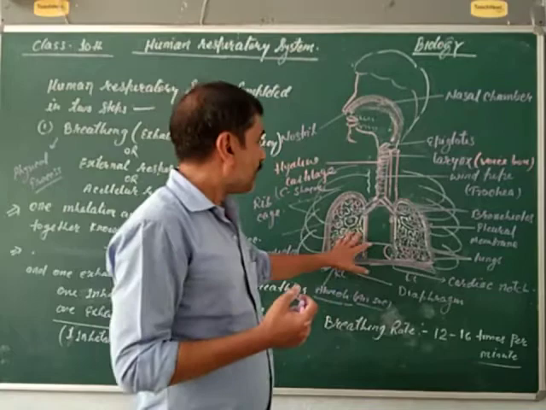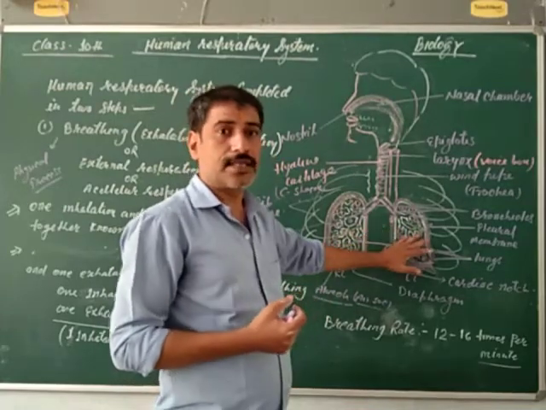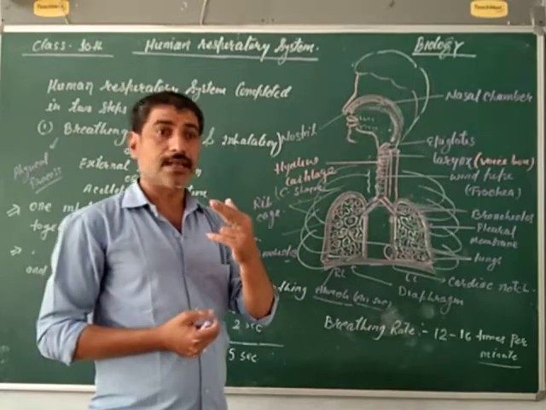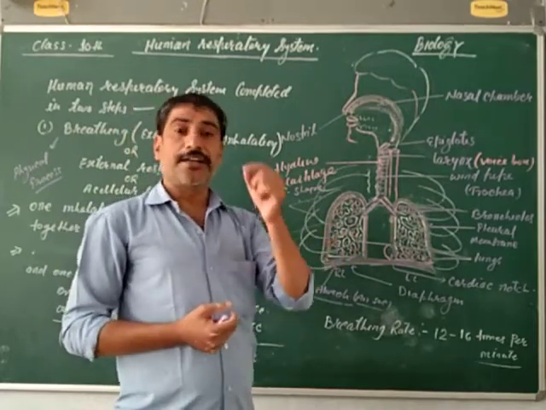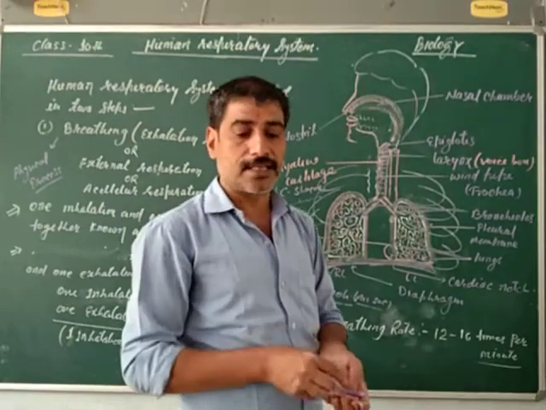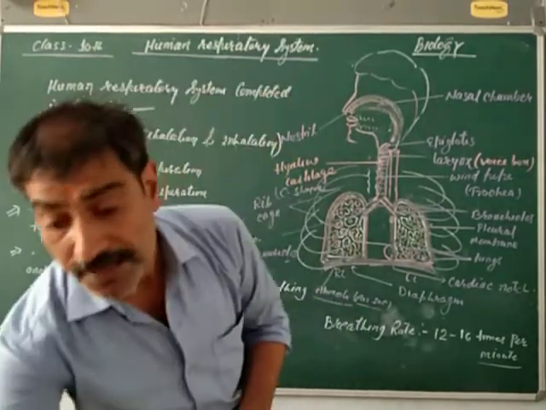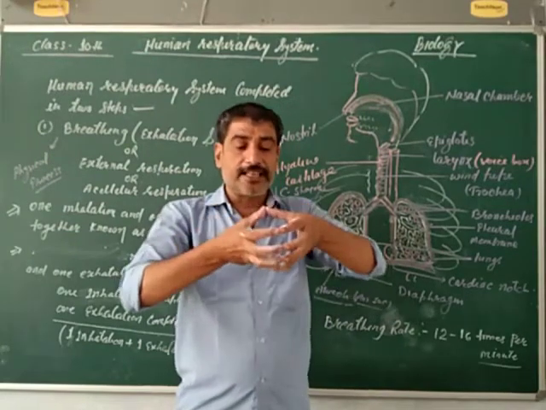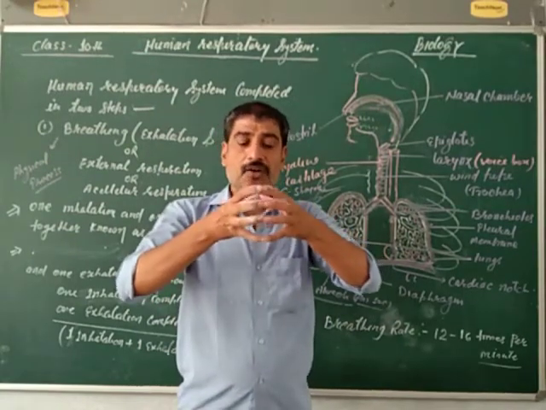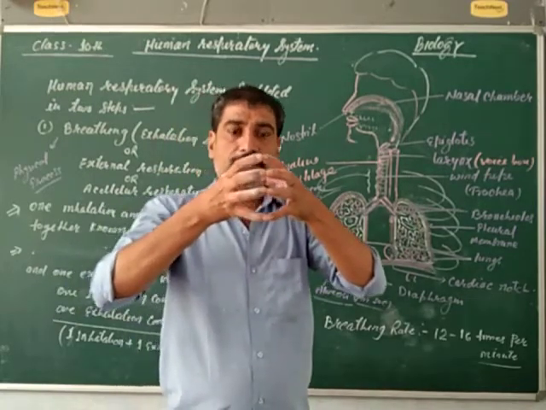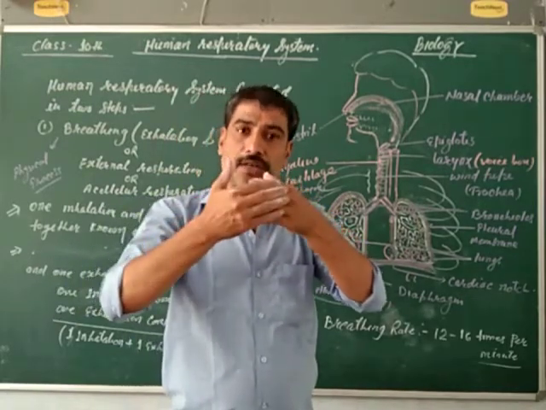Now one complex is the intercostal muscles. There are two types of intercostal muscles in our lungs: one is the internal intercostal muscles and the second is the external intercostal muscles. Due to intercostal muscles, this supports the rib cage, with which the lungs are embedded. Now the lungs have two types of muscles, internal intercostal muscles and external intercostal muscles.